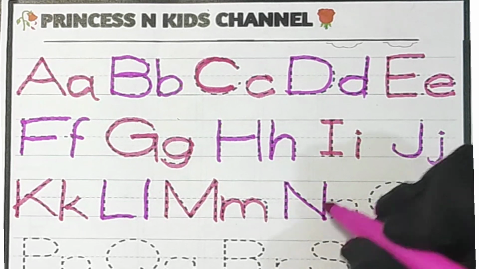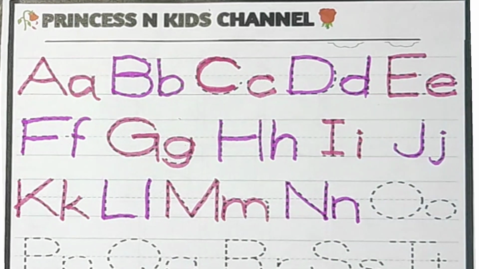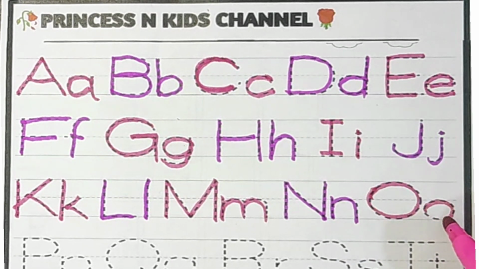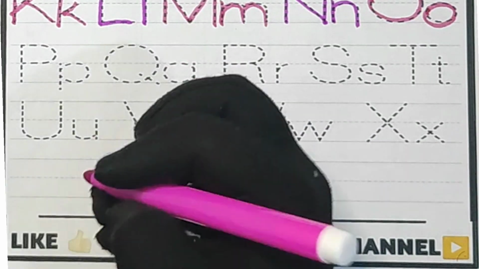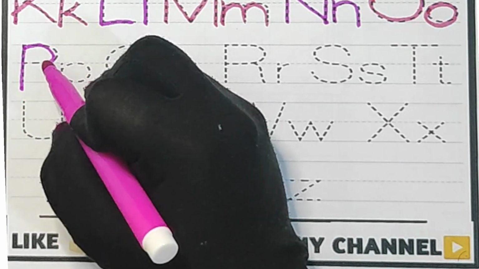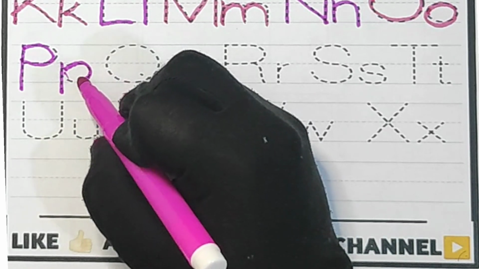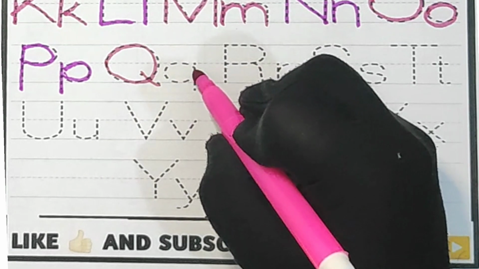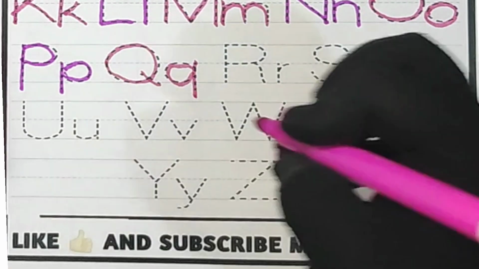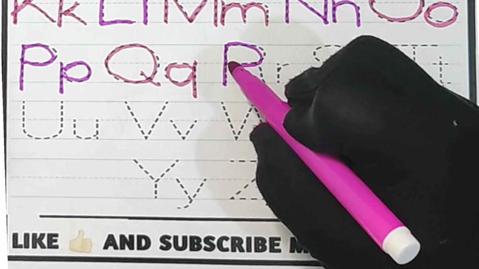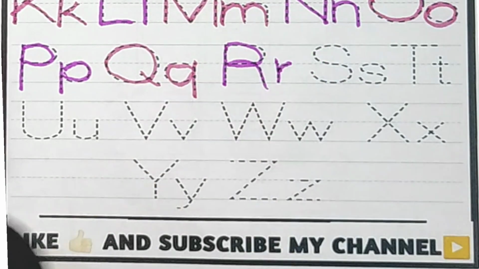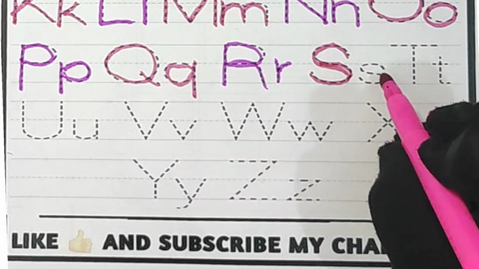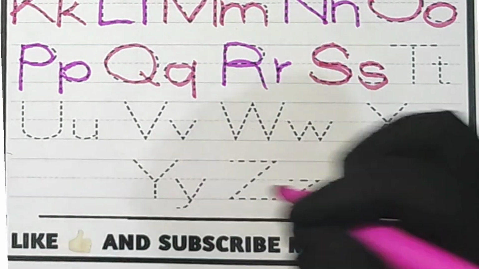N. N for net. O. O for orange. P. P for parrot. Q for queen. R. R for rat. S. S for sun.